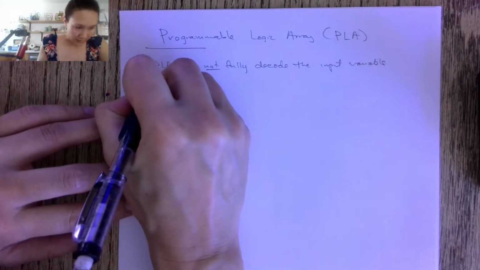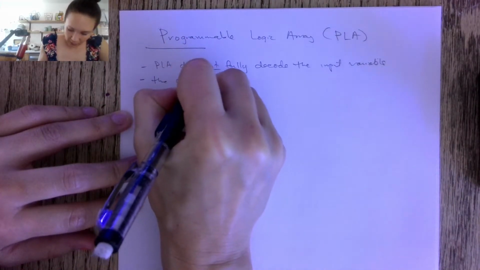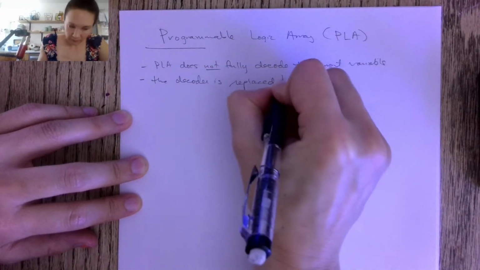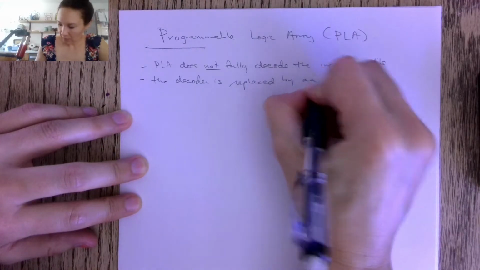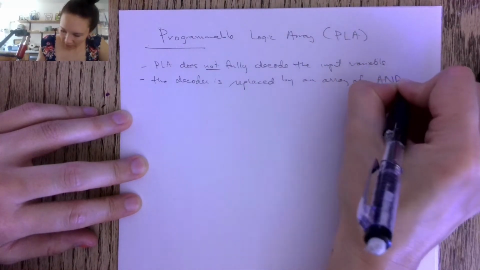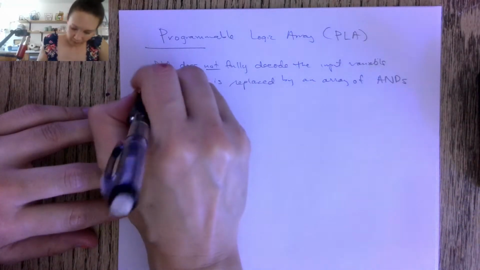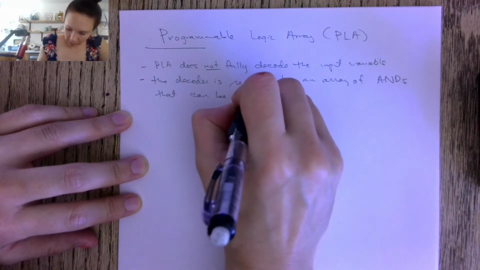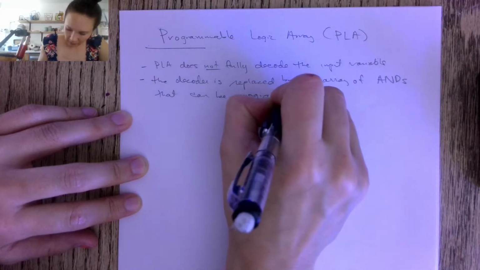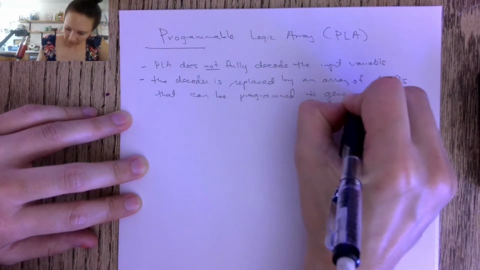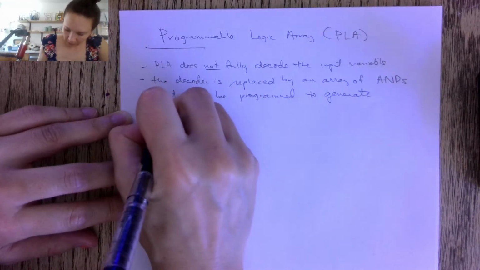So I'll say the decoder is replaced by an array of AND gates that can be programmed to generate the product terms.